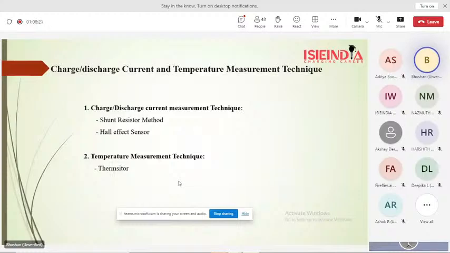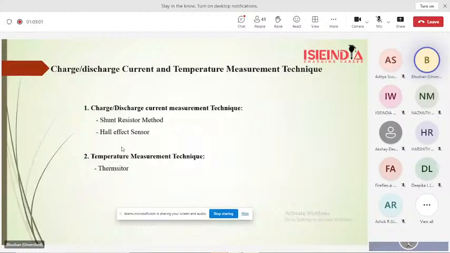With the Hall effect sensor, when you place it in a magnetic field, the difference between the two voltages causes a signal. Based on that signal, we measure the voltage and calculate the current. The Hall effect sensor is mostly used because it is very accurate, and because when you use the shunt resistor method, there will be heat dissipation, so there is a chance of fire and an increase of temperature in the battery pack.